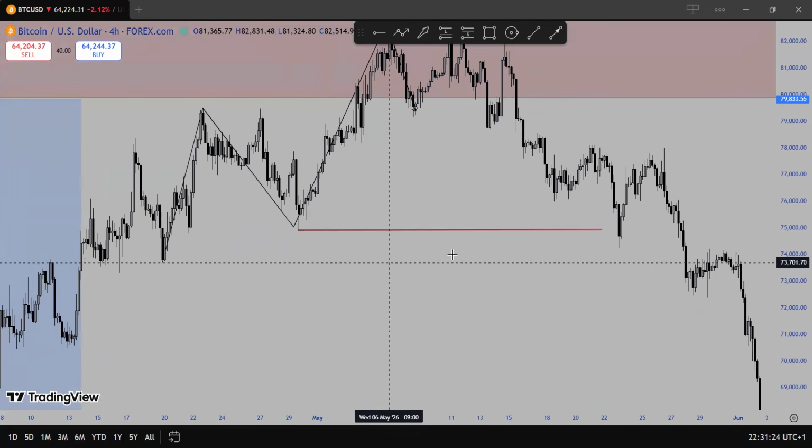So we know that we have a shift. Now we have 2 things to do. The first one is to look for POIs, which is a point of interest. I marked this one because this one is valid, because for you to know a higher time frame market structure shift, you have to stick with the higher time frame market structure shift.